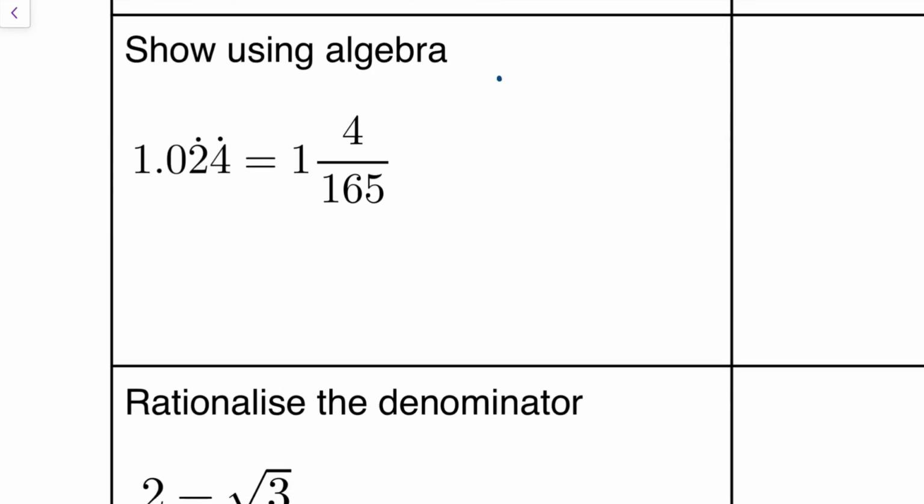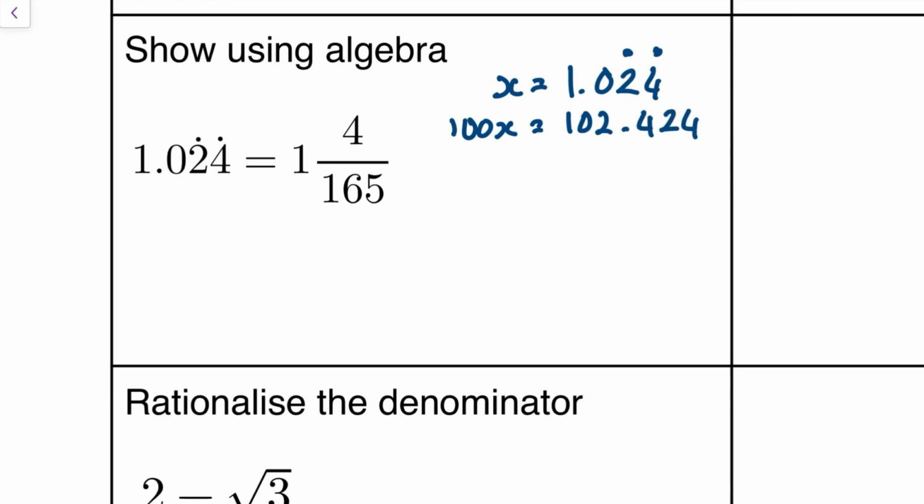Next one, show using algebra. So this is one of these things that we teach quite early in my school. I'm not sure when, different schools do it at different times, but the way that we do it is we say let x equal the thing that we're trying to put as a fraction. And then I'm going to recognize there are 2 dots here, so I'm going to multiply by 2 zeros, in other words, 100. And so that's going to give me, well, move it across 2 places, 102.424, where the 24s are again repeating.